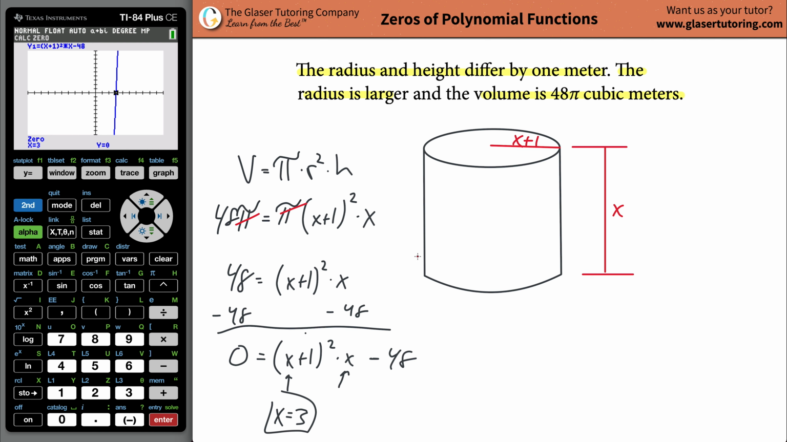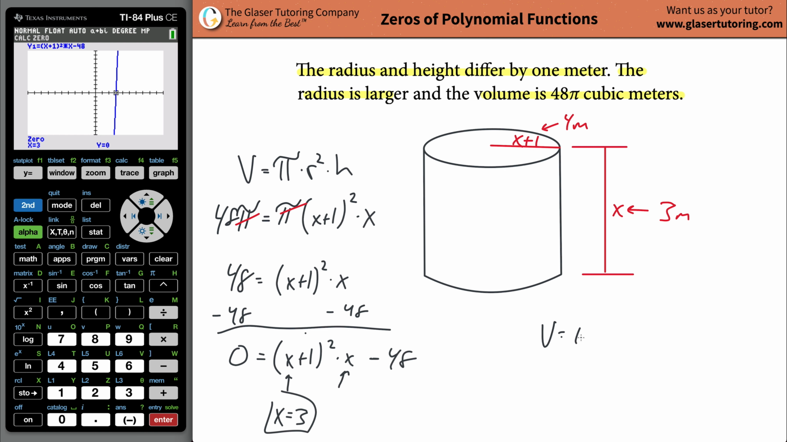So basically now what we found is x is equal to 3, and we said x is going to represent the height. So the height is 3. And if the height is 3, well, the radius has to be 1 bigger. So 4. And that's it. Now remember, these are meters if you want to use the units, but quite honestly, who cares?